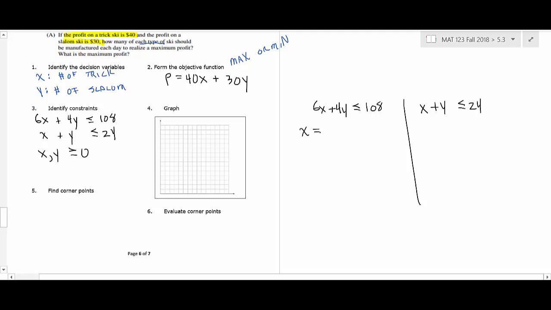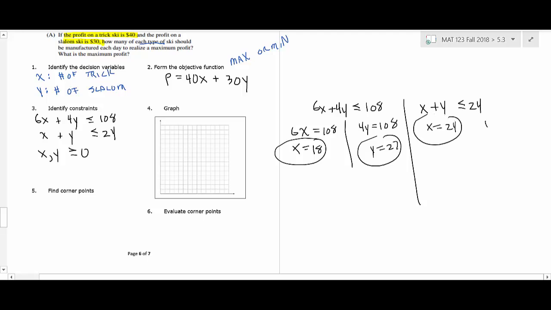Now on this, I'm just going to do 6x equals 108, and 4y equals 108 to get the intercepts. I'll do this on my calculator. 108 divided by 6 is 18, so that's an x-intercept. 108 divided by 4 is 27, so we need to make our y-axis go up to 27. And then over here, x is 24 is the x-intercept, y is 24 is the y-intercept. Okay, so we got everything we need.